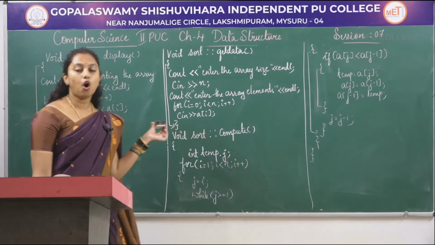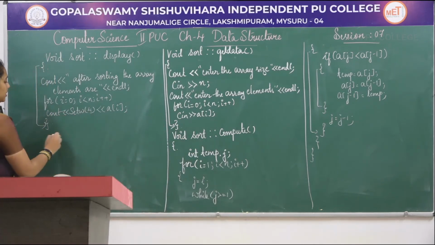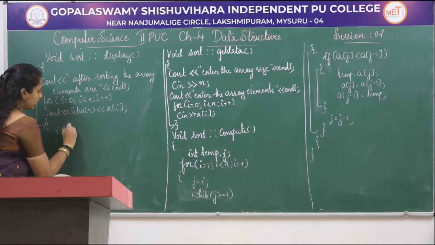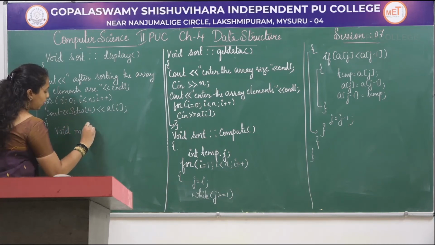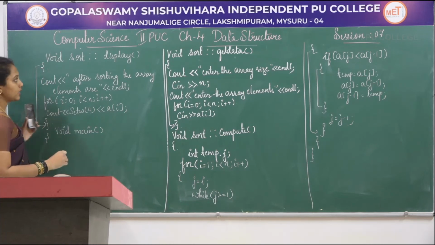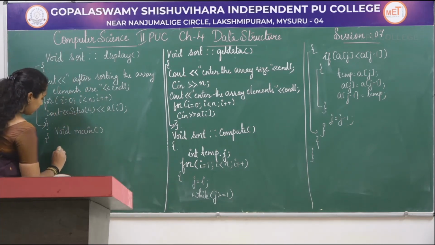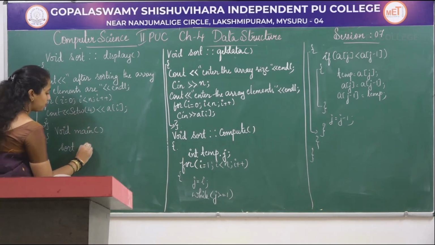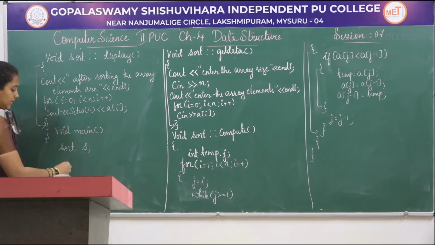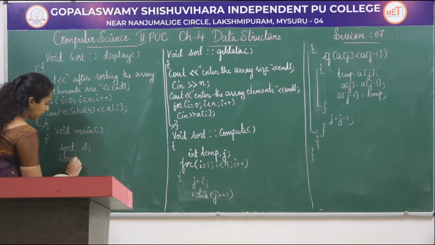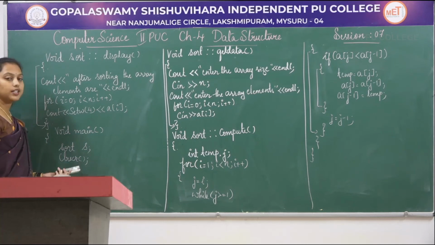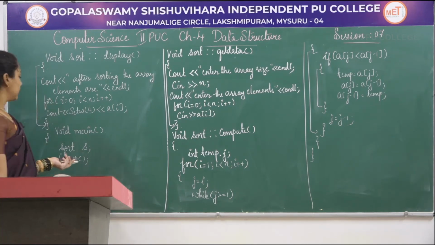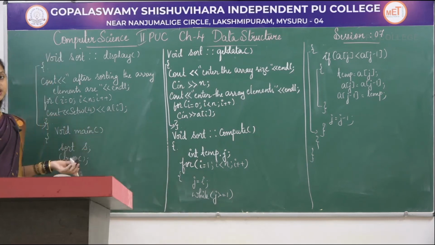Next we have to create an object for this class. In the main function we are going to create objects for this class called sort. How to create an object? First we have to write the class name followed by the object name. Clear screen. Why are we using clrscr? The clear screen function is used to clear the previously generated output on the console screen.